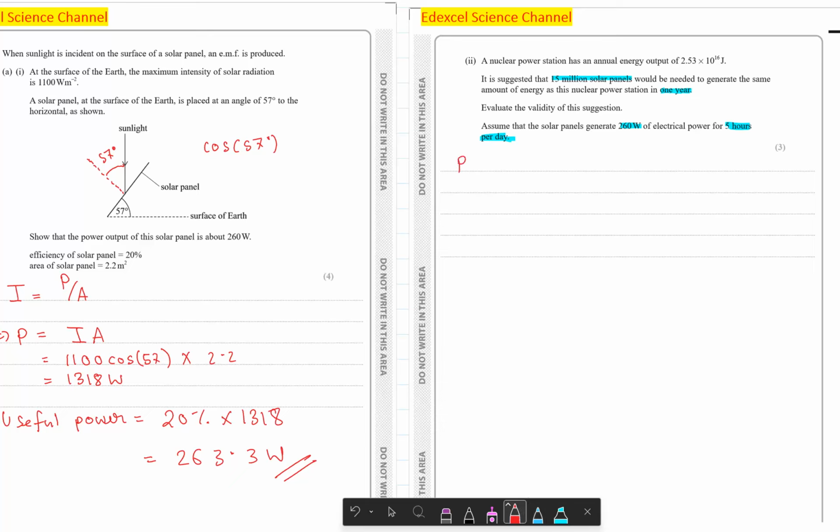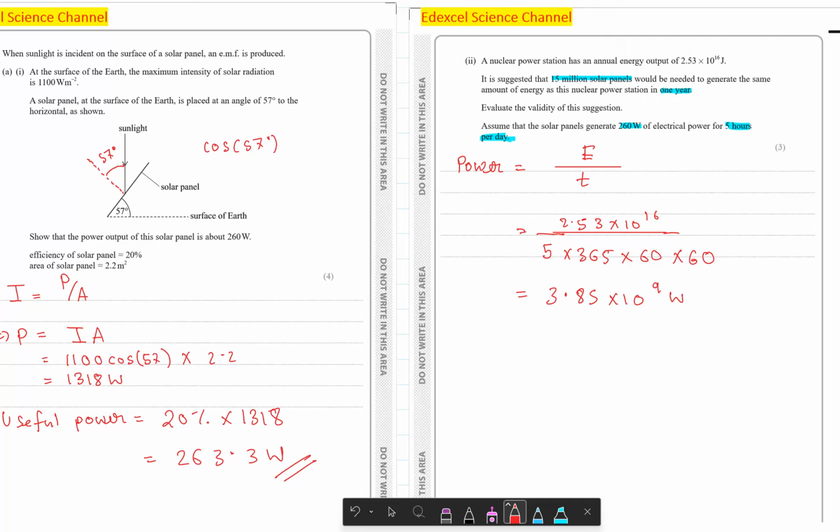So to find out the power, we basically have to divide energy over time, right? So the energy that is produced by the nuclear power station is 2.53 times 10 to the power 16 joules. Now the time is 5 hours for 365 days, right? Now I have to multiply by 60 to convert the whole thing into minutes, and then multiply by another 60 to convert it to seconds, because second is the SI unit that we can plug into our equations. So that is going to give you 3.85 times 10 to the power 9 watts.